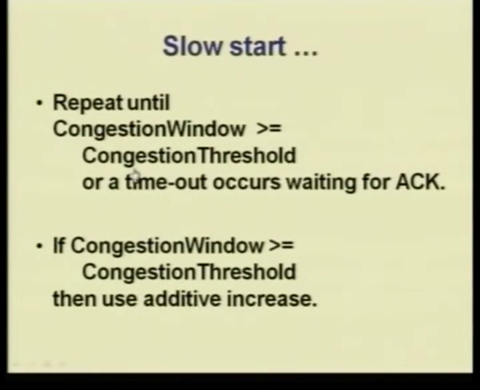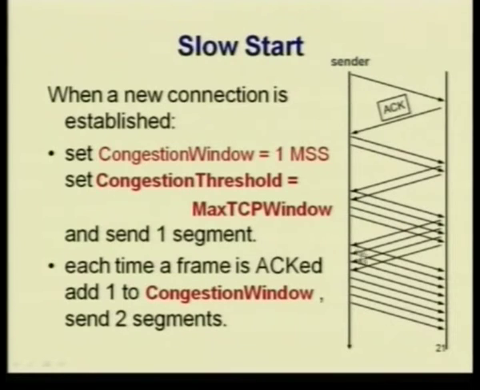How long do we do this? You repeat this until either the congestion window becomes greater than or equal to something called a congestion threshold, I will shortly tell you what this threshold value is, or a timeout occurs waiting for an acknowledgement to come. Say for instance I have now transmitted 8 segments of data. If this is a situation where congestion is there in the network, then a packet may be lost or delayed, in which case I don't get back an acknowledgement, and therefore a timeout will occur.